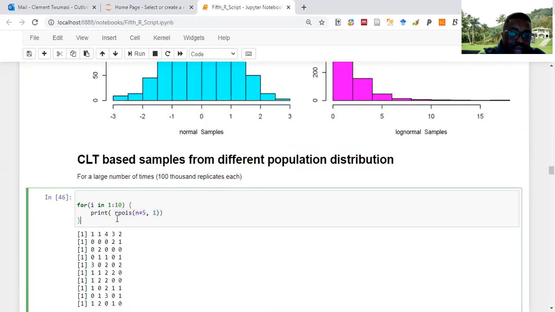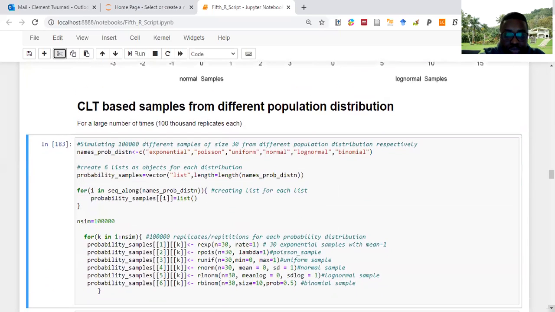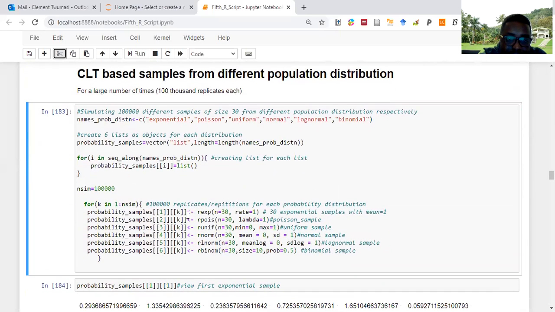At the moment, I'm not saving the results, so that's why I'm using another list to save each of these. Basically that's what the second square bracket is doing, to save each of the replicates that I'm doing, like the 100,000 times. Okay, so then you just run.